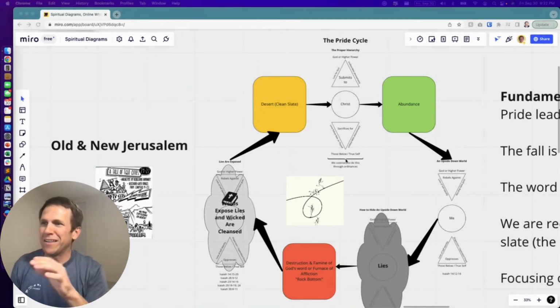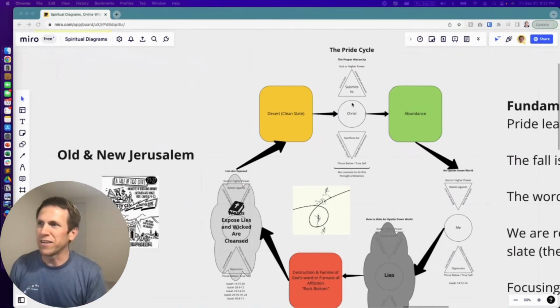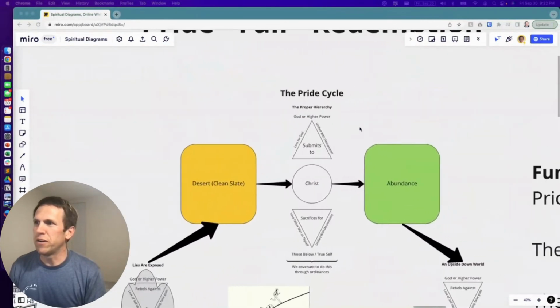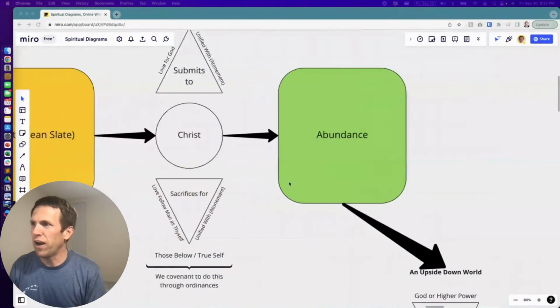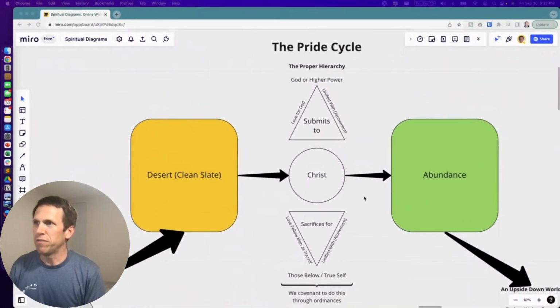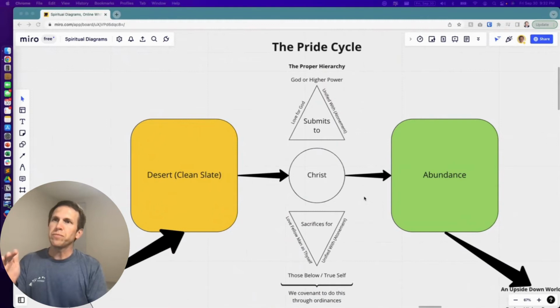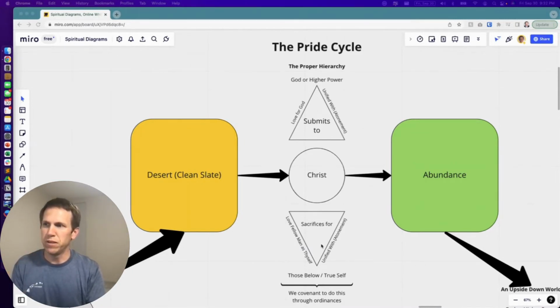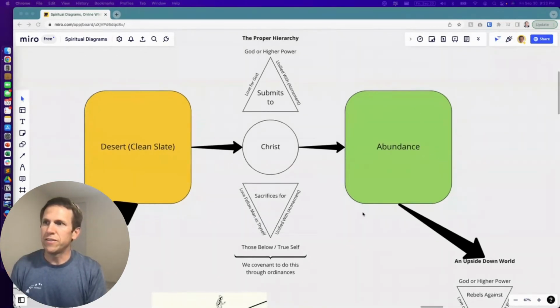And the pride cycle involves this cycle of, if we put Christ first in our life, meaning the true God, Christ being the true God, and Heavenly Father, we act in accordance to proper social roles. We submit to those above us. We sacrifice for those below us. And it leads to abundance. It leads to proper social cohesion and unification. It's atonement, essentially.